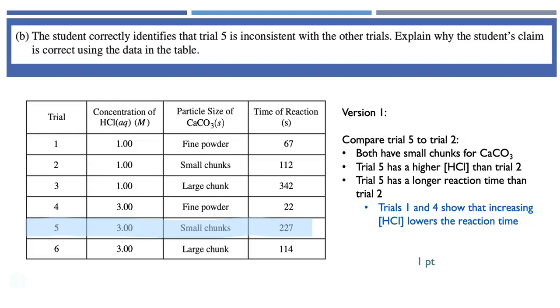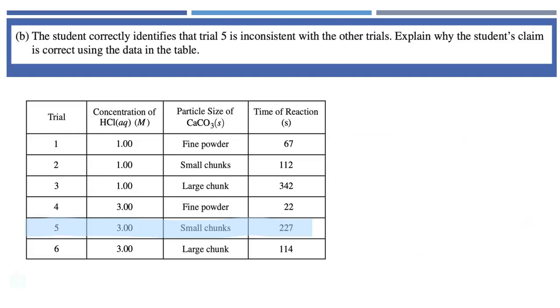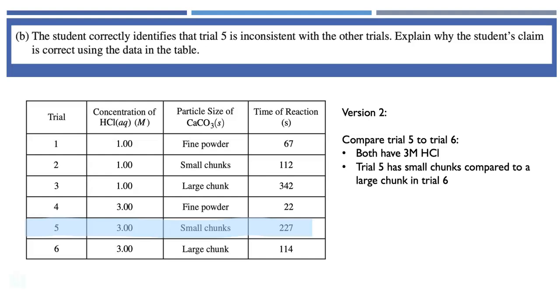Like I mentioned, there's an alternative path you could take to answer this problem. I could compare trial 5 to trial 6. Both of them have 3 molar hydrochloric acid, but here I'm going from the small chunks in trial 5 to a large block, or a large chunk, in trial 6. But what I see is that trial 5 has a longer reaction time than trial 6. And that's not consistent with other data in the table.